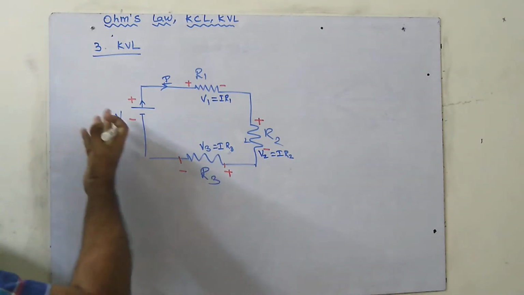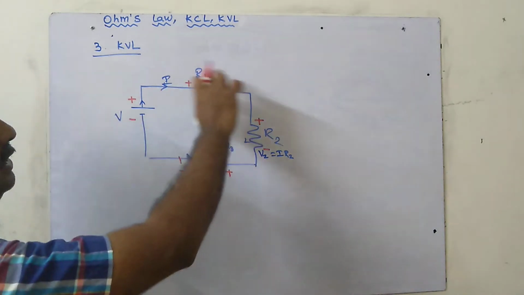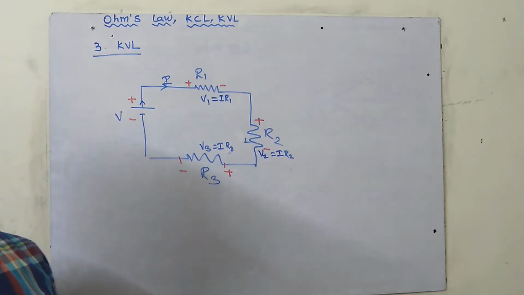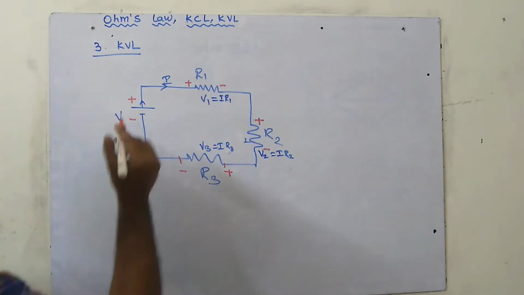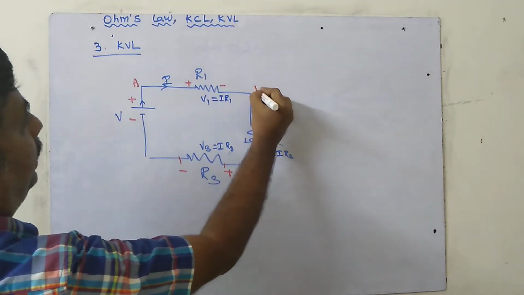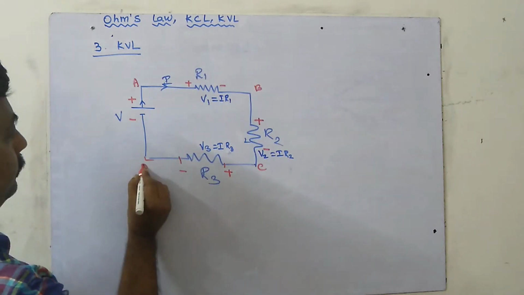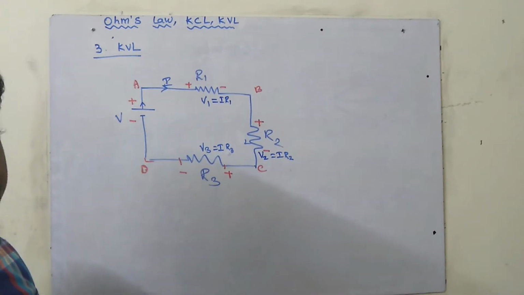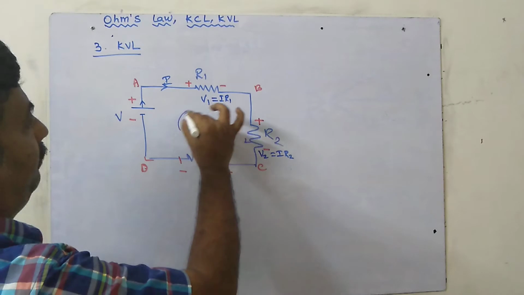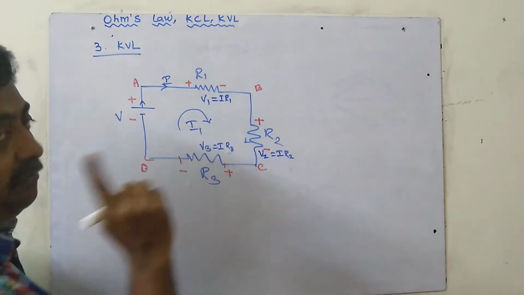But here it is a voltage source, it will be given. The remaining things we have to assign. Then what we have to do? Okay, we have to start. So I am putting a notation A, B, C, D. Okay, this is again A. So how to apply KVL? First we have to assign the current direction. This is the first thing.